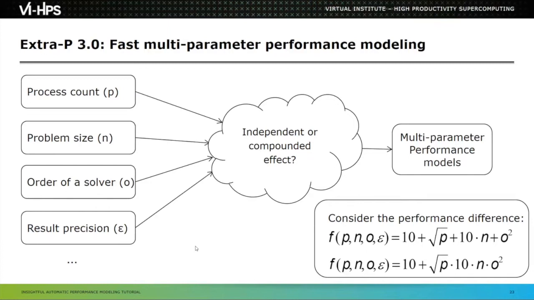I already mentioned the number of processes a lot, but you could also want to adjust your problem size, for example. We call it n here in this example. Or you would maybe have an order of a solver parameter that you want to change, or you could have a result precision parameter. So now with this addition, ExtraP is able to handle multi-parameter performance models and consider basically the performance difference. So here down you can see an example for a model with even 4 parameters.